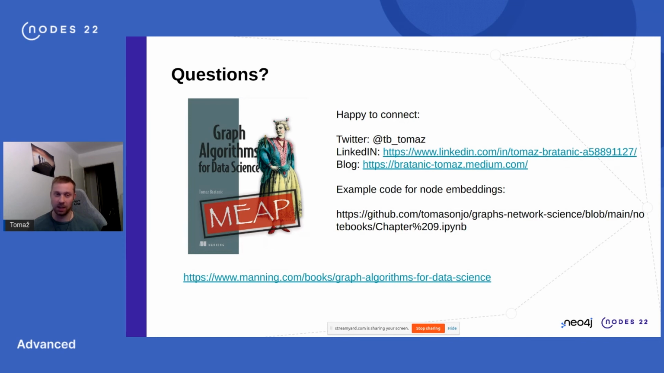So that's very exciting. And like I said, I wanted to give you some code so you can play around with node embeddings on your own, right? Because even though this is a purely theoretical talk, I still want to give you some code that you can go through in your own time and play around with it and see what comes out. So that's it for me. And if you've got any questions.